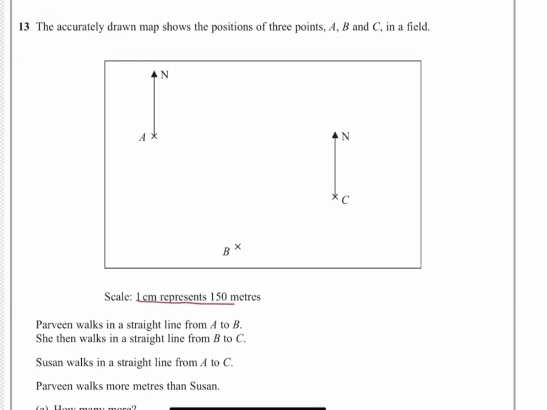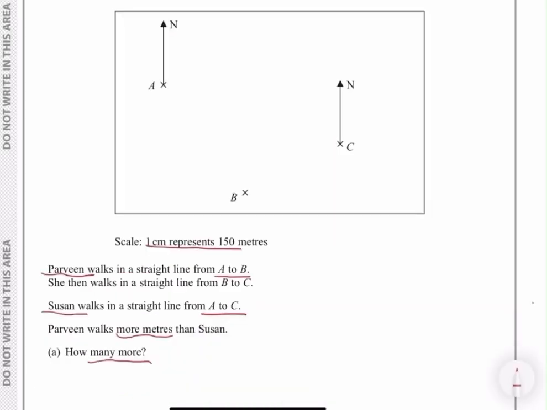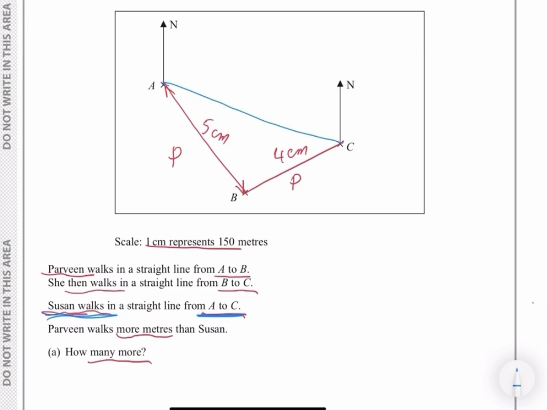Here you have a map with the 3 positions of the dot, and you've got the scale. 1 centimeter represents 150 meters. Okay, let's just measure them and mark who walks this. So Parveen walks 5 centimeters and 4 centimeters. Susan walks A to C, which is 7. So you will need to use the ruler here, of course.